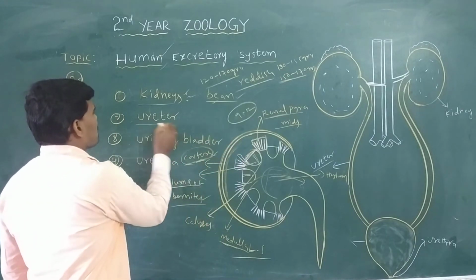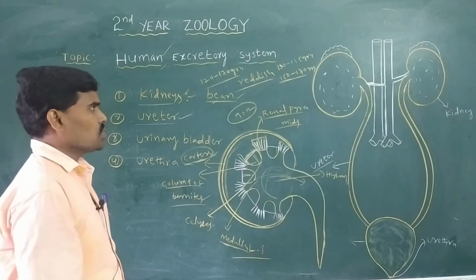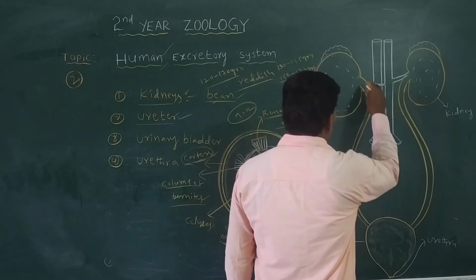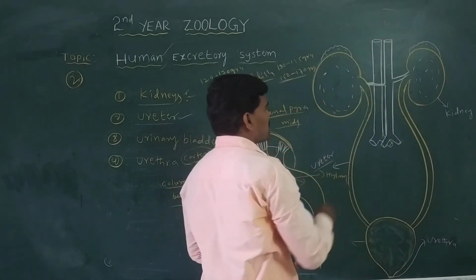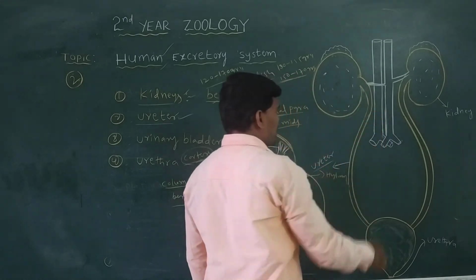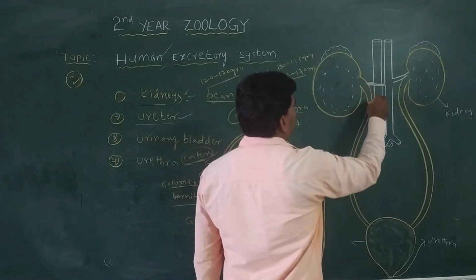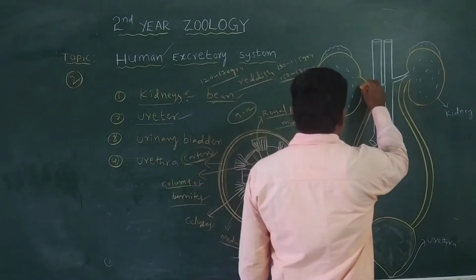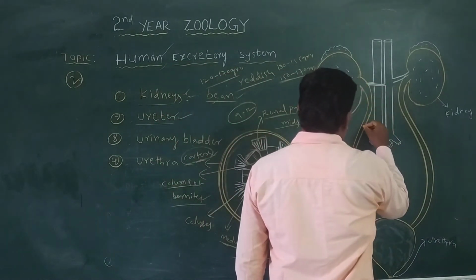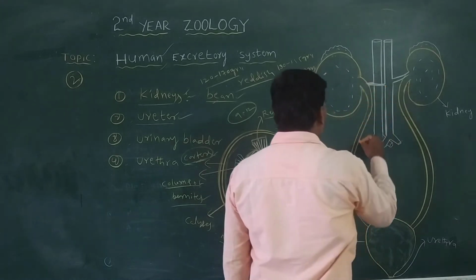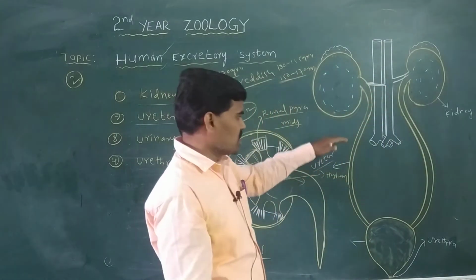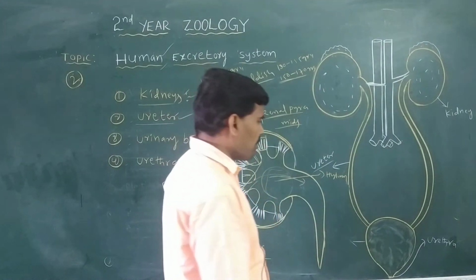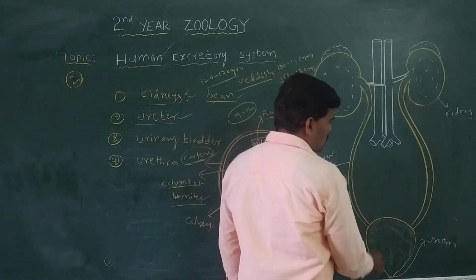Next, the second organ: the ureters. There is one pair of ureters. The ureters originate from the middle part of each kidney and run backwards through the abdominal cavity, then open into the urinary bladder.